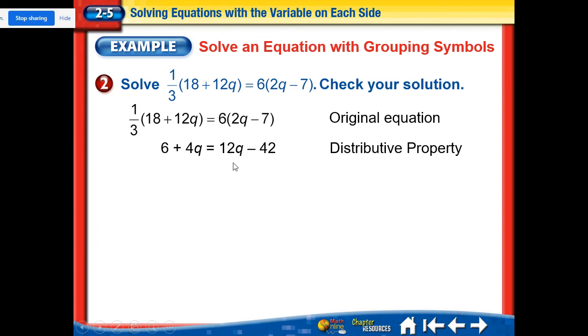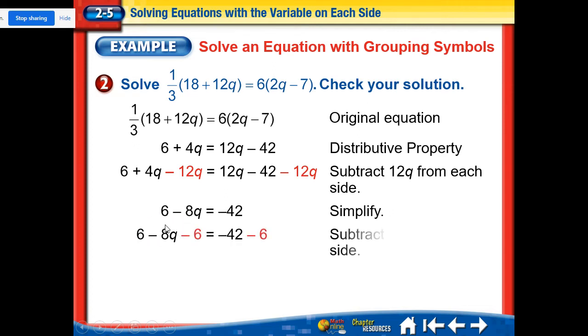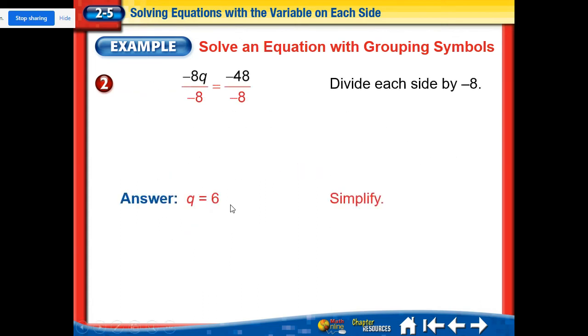All right. So now we got to start moving things. So it's a positive 12q, so I do a minus 12q. 4 minus 12 is negative 8 with the 6, negative 42. Again, this is positive 6, so I got to do minus 6. The negative is with the 8. This is a positive 6. So positive 6 minus 6, minus 6. Negative 8 equals negative 48. Divide it, and q equals 6. A lot of steps. You even had to go to the next page.